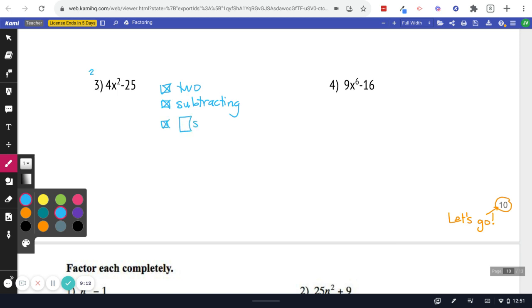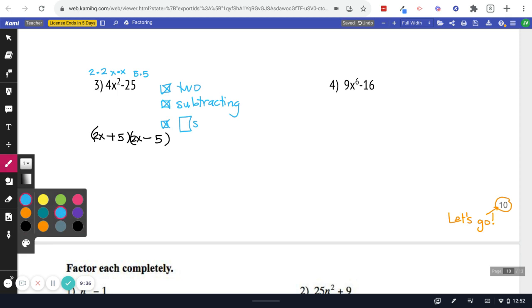Are they perfect squares? Yes. 4 is 2 times 2. X squared is x times x. 25 is 5 times 5. So we can build our parentheses with a plus and a minus. It'll be 2 with an x and 2 with an x. And then 25 is 5 times 5.